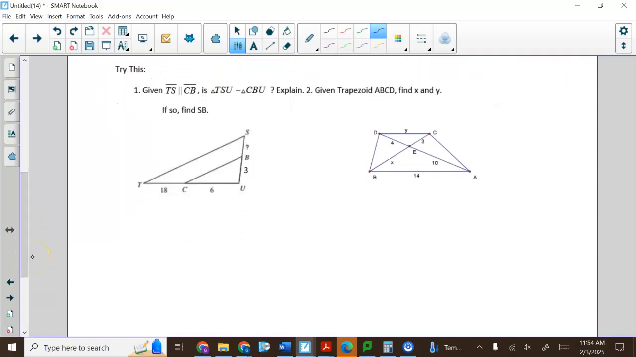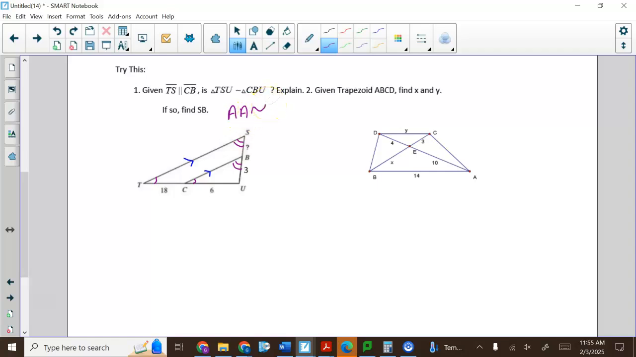All right, so what we're going to do here is indirect measurement. So first of all, let's try these first two problems. If the lines are parallel, would the triangles be similar? Let's think about this. So if TS is parallel to CB, what that means is that you're going to have some angles that are the same because of corresponding angles. I think you had one like this on your assignment last week. So that angle is the same, and then that angle is the same. Okay, so yes, the triangles are similar by angle-angle similarity.